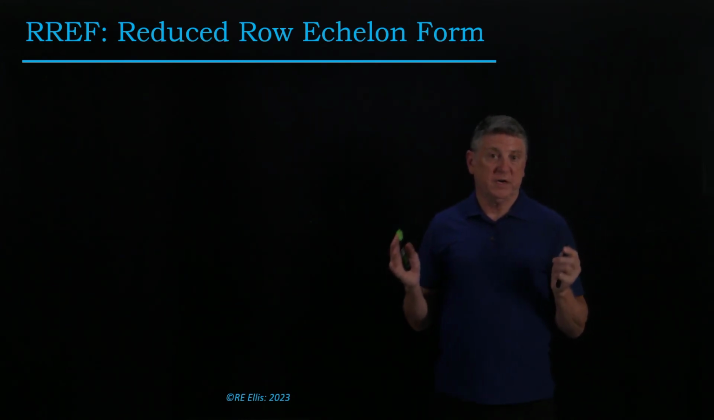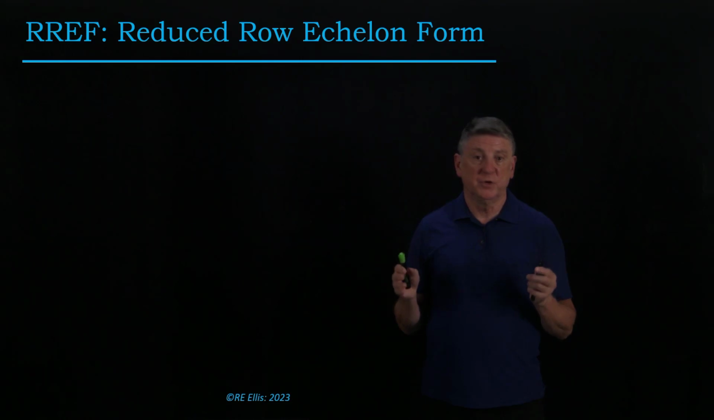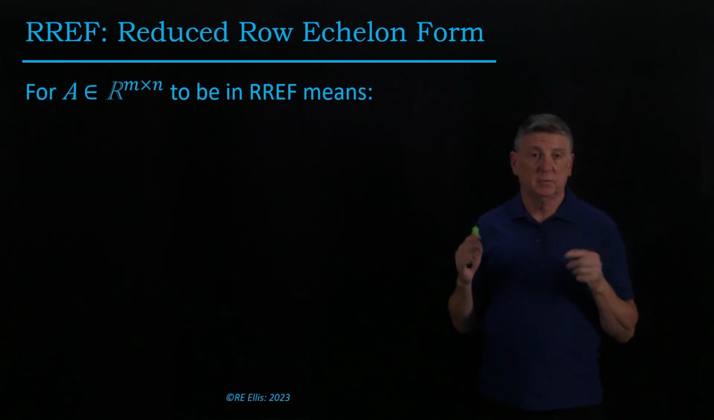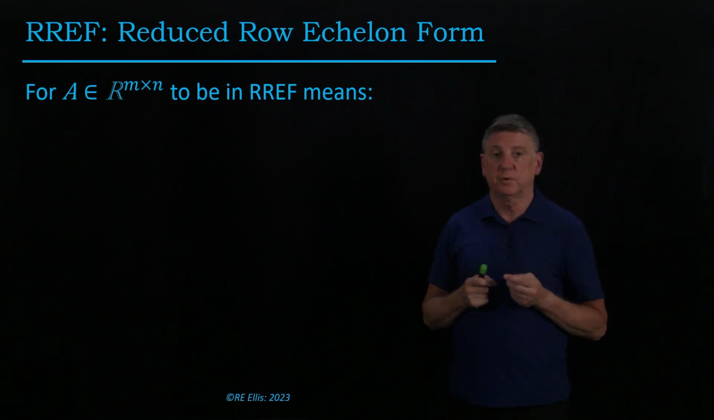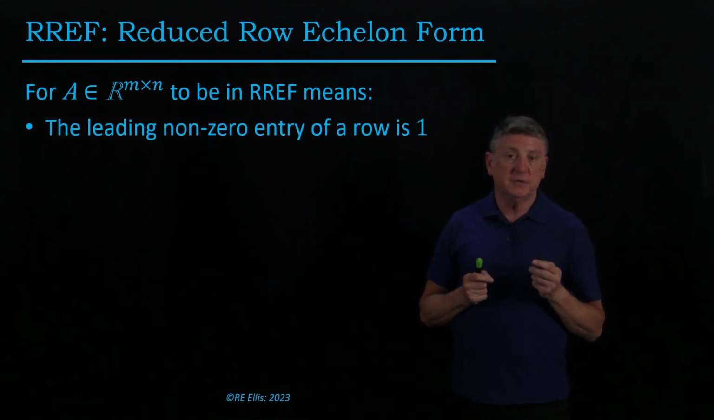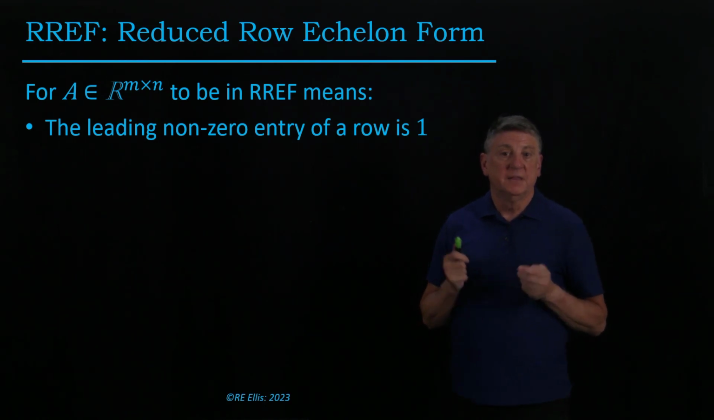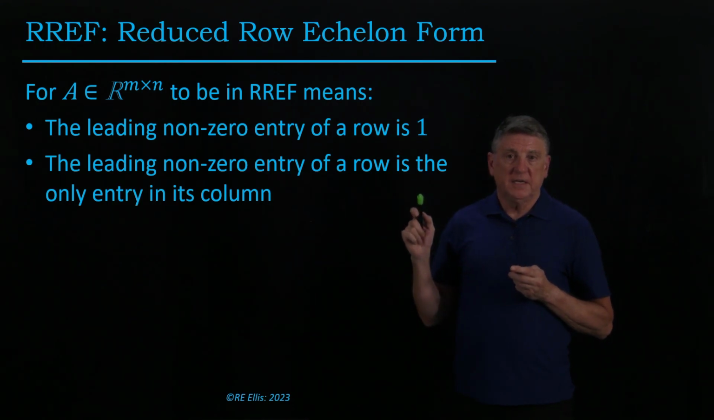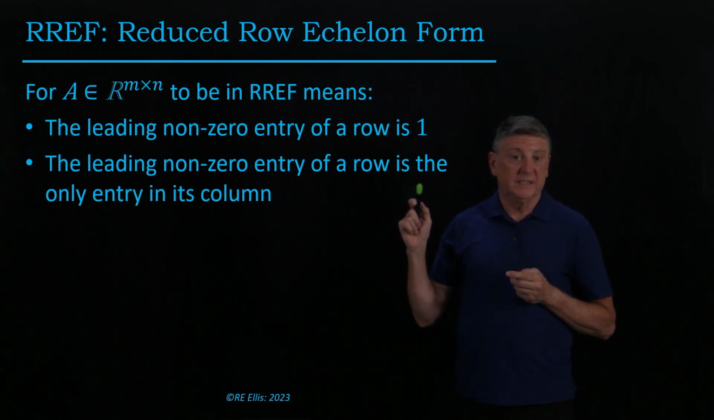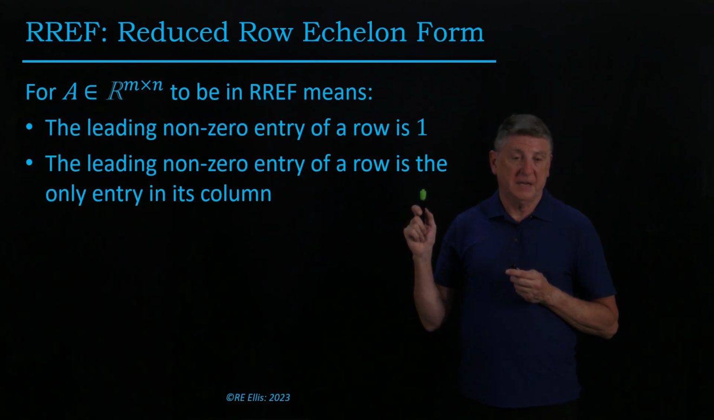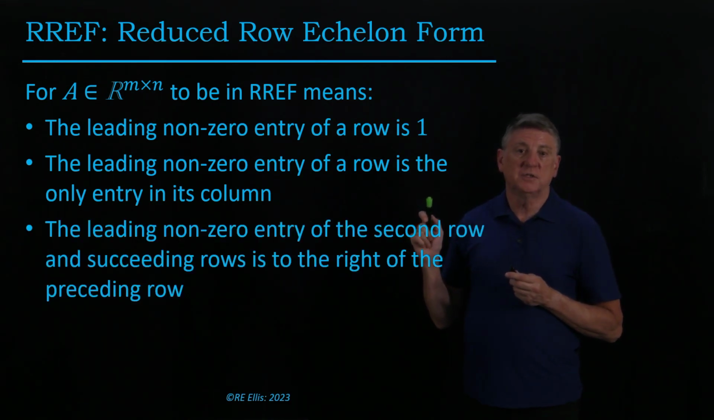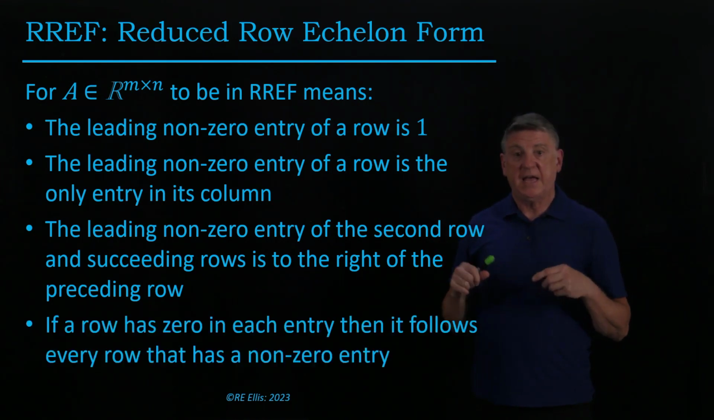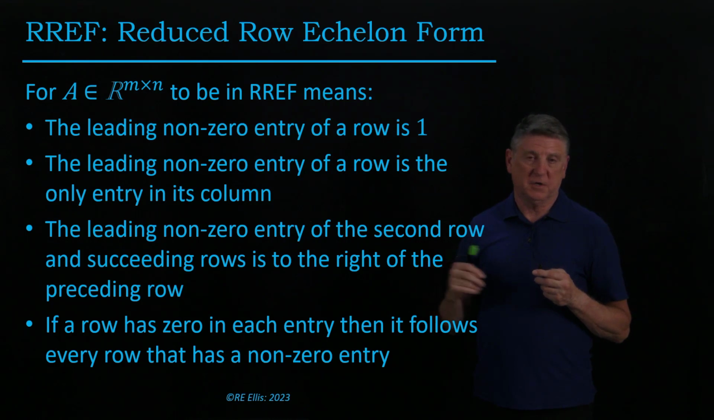Now, recall the RREF, the reduced row echelon form. I won't go through this in detail because you can always refer to your prerequisite material for that. But for a matrix to be in RREF means the leading non-zero entry of every row is 1. The leading non-zero entry of a row is the only entry in its column. The leading non-zero entry of the second row and succeeding rows is to the right of the preceding row, and we put all of the zero rows down at the bottom.